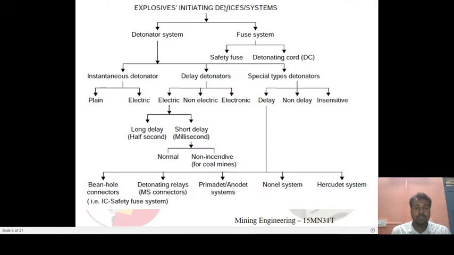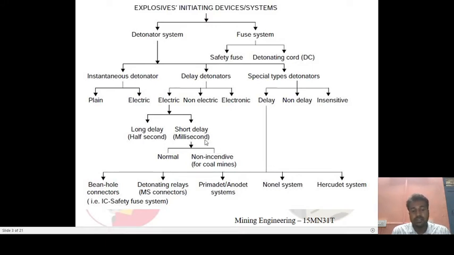Now, in general, the explosive initiating devices will be divided into detonating system and fuse system. In case of detonator system, we have instantaneous detonators, delay detonators, special type detonators. The plain instantaneous detonators or electric instantaneous detonators, and delay detonators are subdivided into electric delay detonators, non-electric delay detonators and electronic delay detonators. Electric detonators are further subdivided into long delay and short delay. The long delays are half-second delays and short delays are millisecond delays.